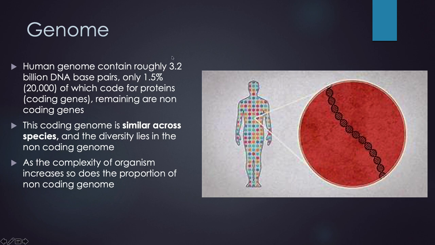The human genome contains roughly 3.2 billion DNA base pairs, and only 1.5% of it is used to code for proteins. So let's go back to that slide here.